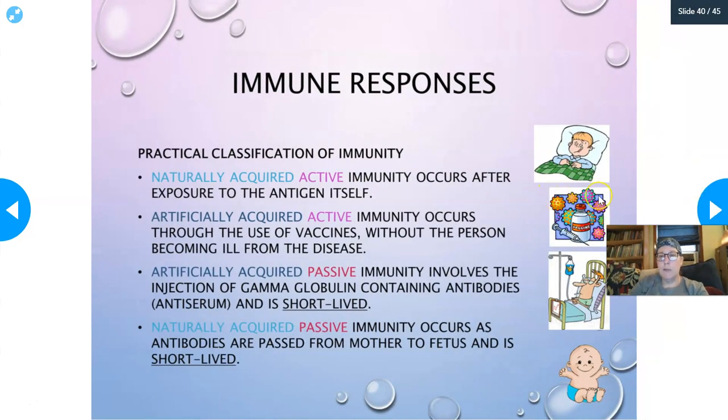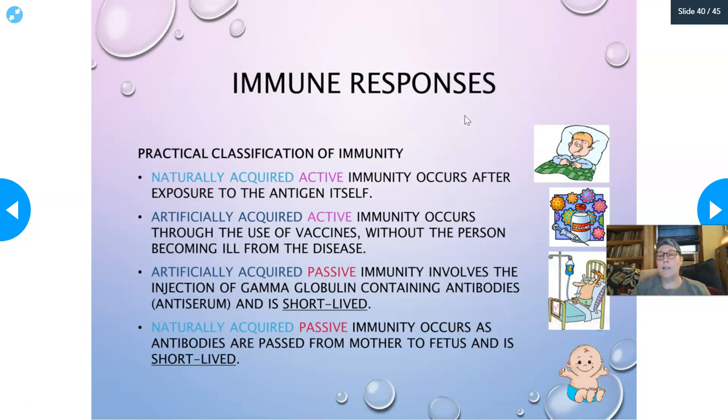So immune responses can be classified. It's more like a practical classification in several ways. You have naturally acquired versus artificially acquired. Naturally acquired are part of everyday processes of life, such as getting sick. Artificially acquired are through a medical procedure. And then active immunity is when you have the whole process I explained to you: the antigen is encountered, it's presented, it activates the cytotoxic T cells or the B cells, all of that process happens.